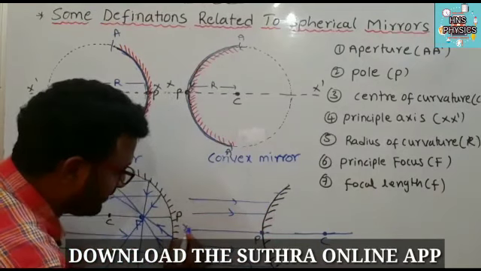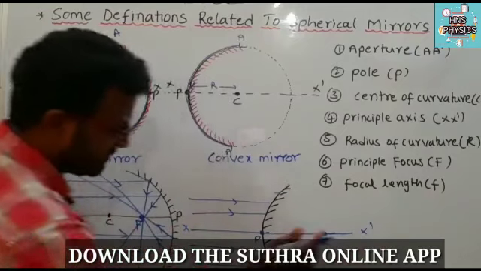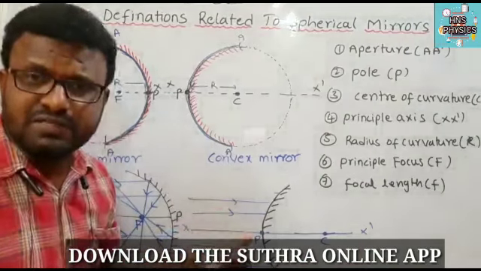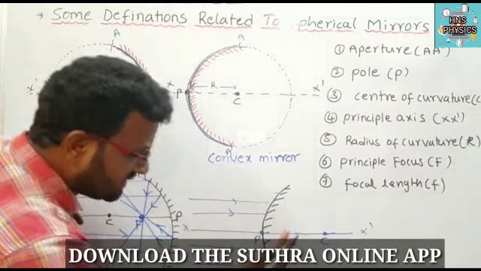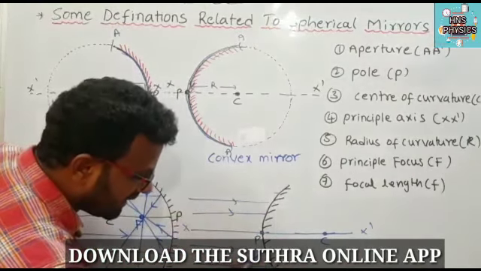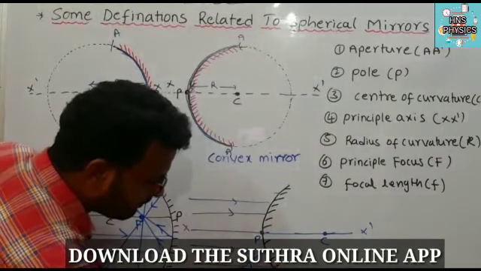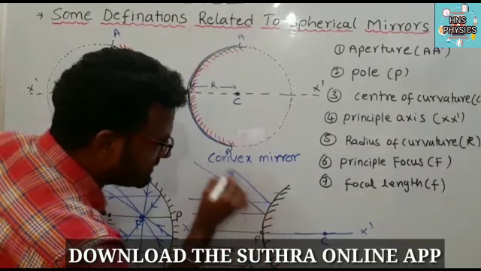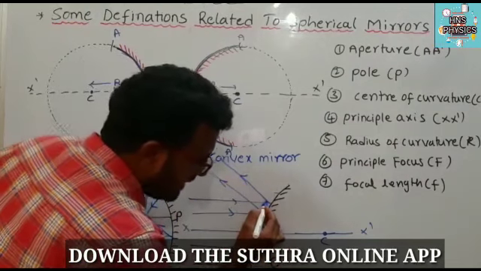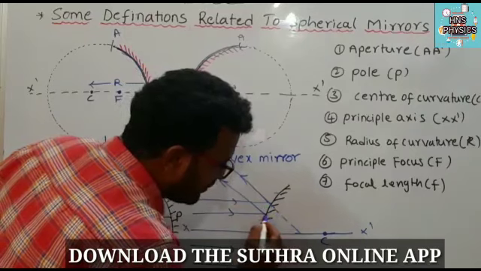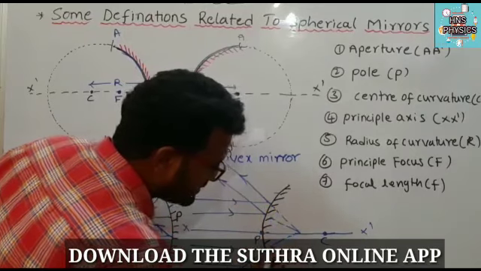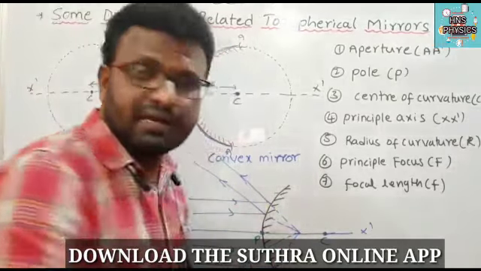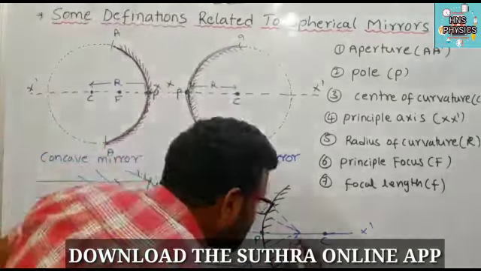This is X dash, that is the principal axis. The reflecting surface is outside here, so after the reflection the rays come back, like this. If you extend these rays backward, the focus appears to be concentrated, just appearing. That focus appears inside the mirror. So this is called the focus.